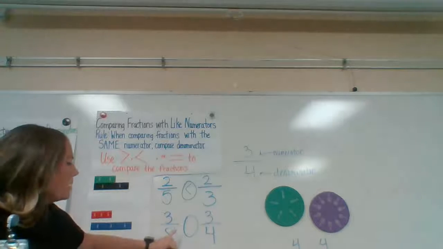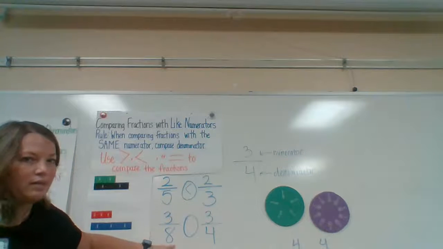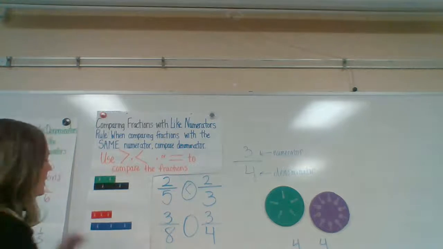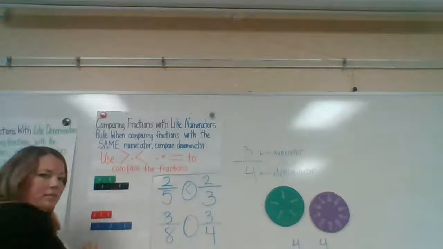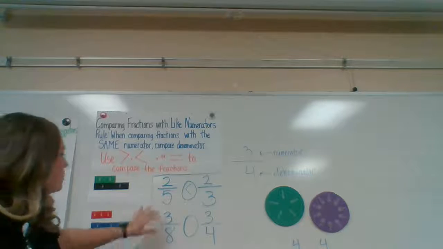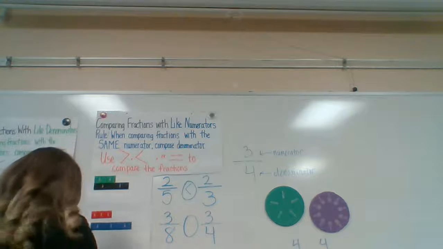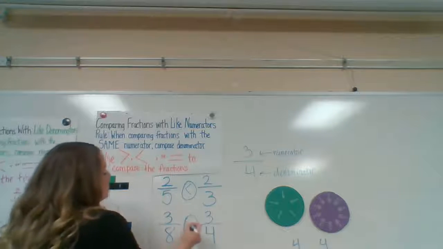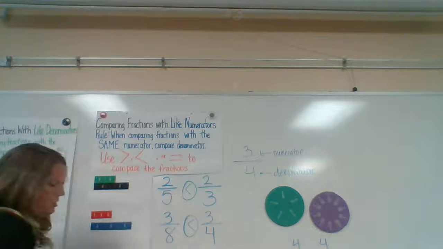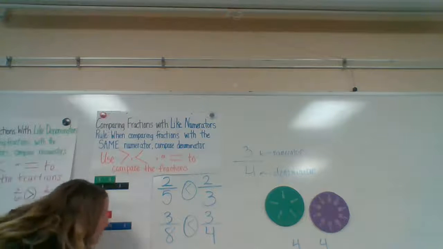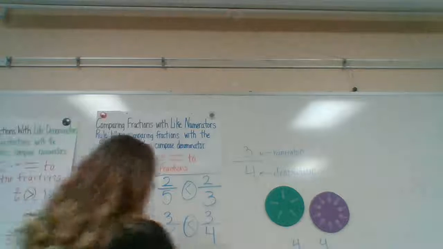So you see the 8 and you want to think it's bigger, but you have to really think about it. It's being cut into 8 pieces. So each piece is smaller. So 3 out of 8 is smaller than 3 out of 4. Or I would use my less than symbol. We have one more example for you.